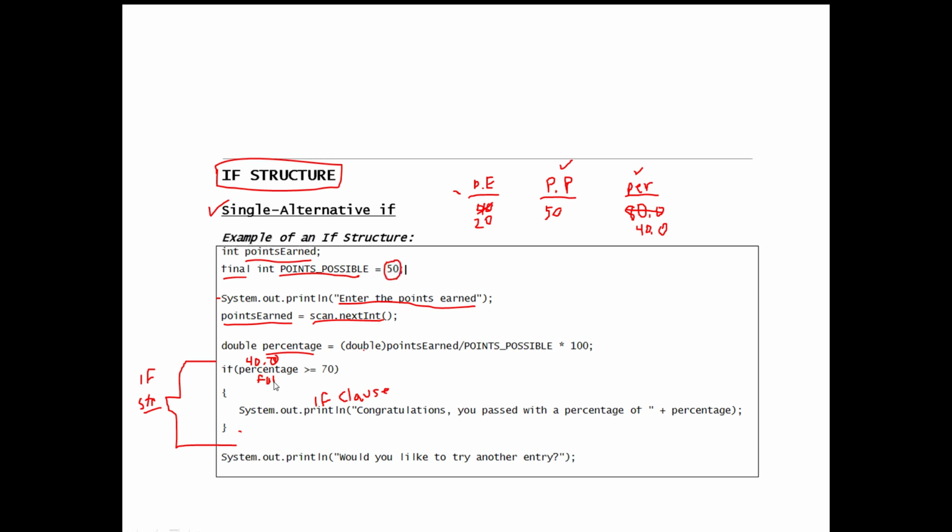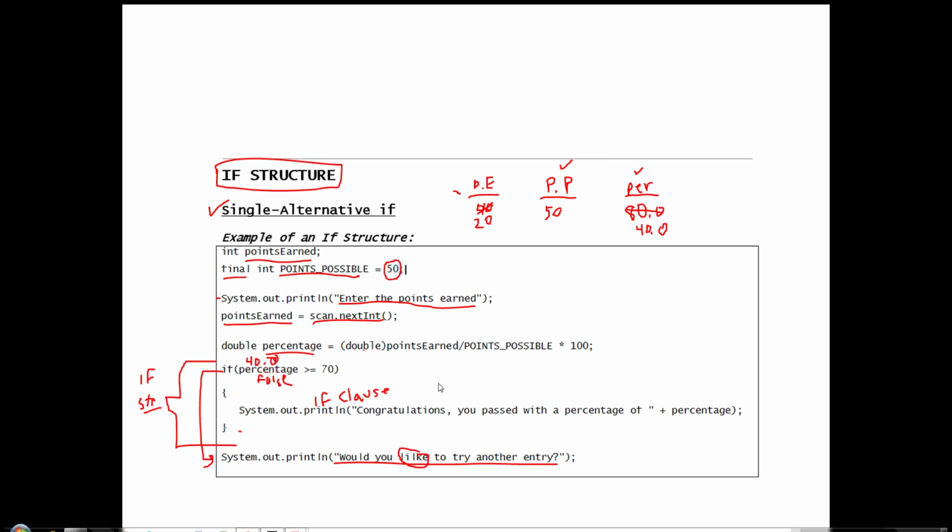And so if false, what does it do? If true, we know what it does. What happens if it's false? If it's false, it actually bypasses the if clause. It pretends it's not there. We haven't done this yet. So it's just going to bypass that and go past the if structure. All right, that's what it does. And there you go. And so it would just say, would you like to try another entry? Anyways, so if it's false, it bypasses the if structure and goes on to the next line of code.